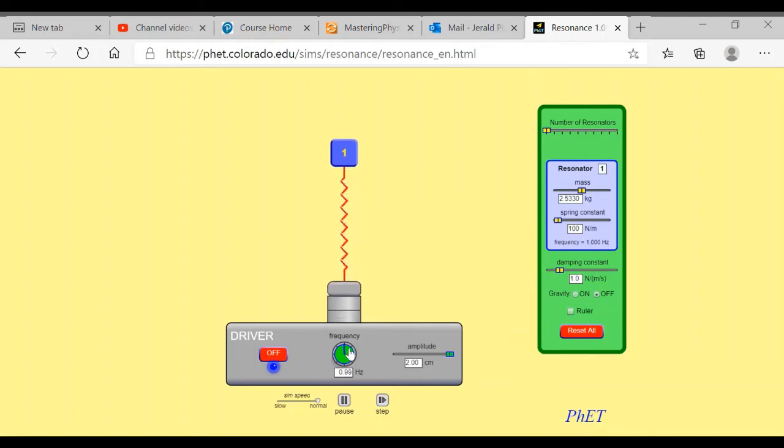So look what happens as I get to 1 hertz down here. This is resonance now. So notice the mass is just going crazy right now, right? The amplitude is increasing every time it pushes it. It increases it more and more. Now as I go past 1 hertz, all right, now I'm not matched to the resonant frequency anymore.